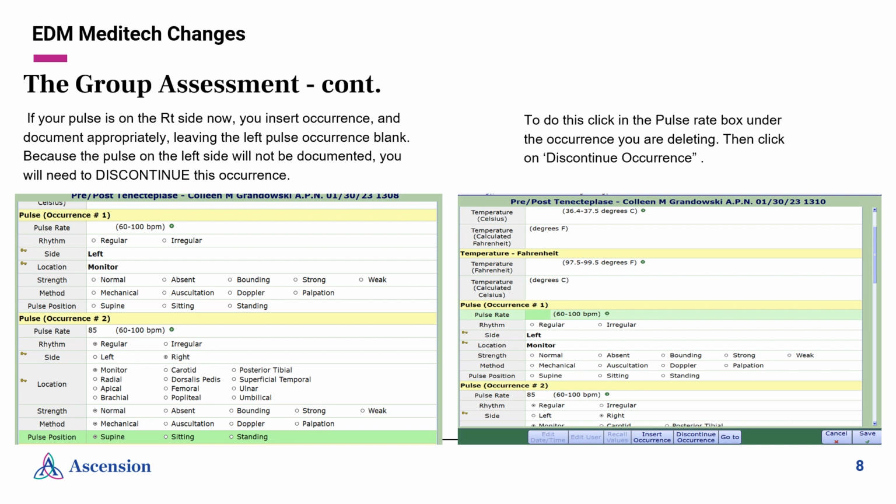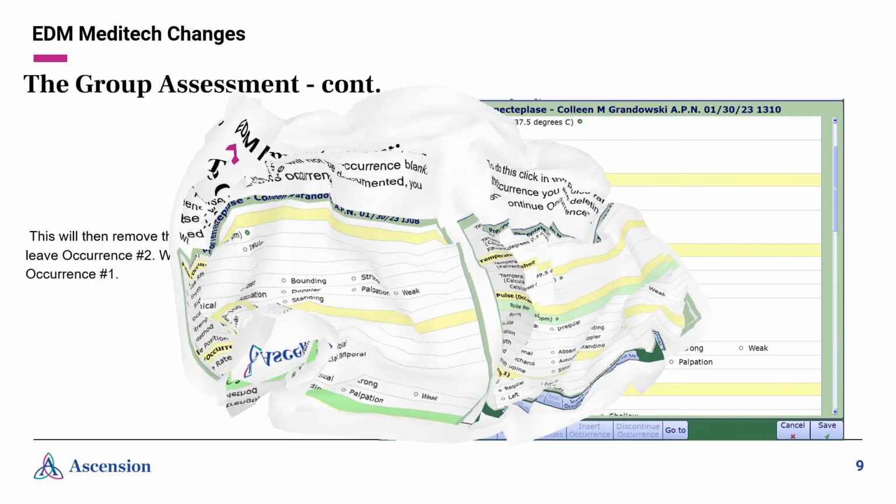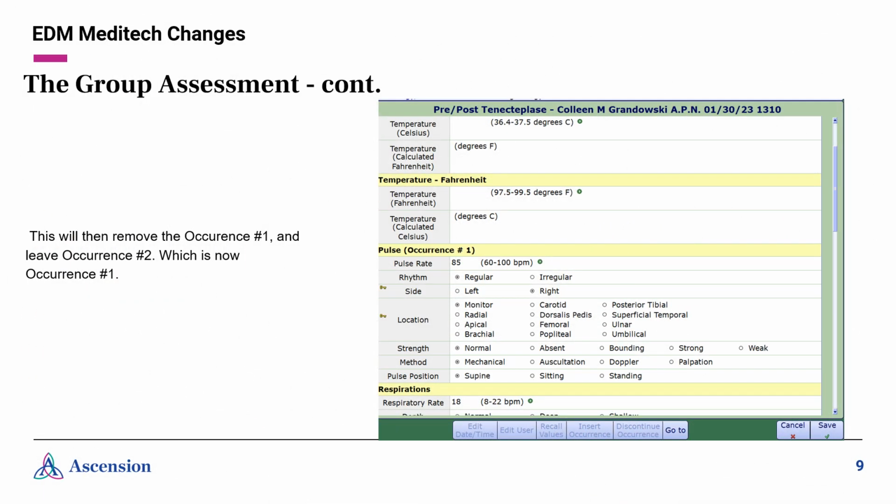If the pulse that you need to document is now on the right side, you will need to insert an occurrence, document appropriately, leaving the left pulse occurrence blank. Because the pulse is on the left side and will not be documented, you will need to discontinue this occurrence. In order to do so, click in the pulse rate box under the occurrence you are deleting, then click on Discontinue Occurrence. This will remove that occurrence. Once that occurrence is removed, you will now see that occurrence number 1 is now your right-sided pulse, and occurrence number 2 is gone.